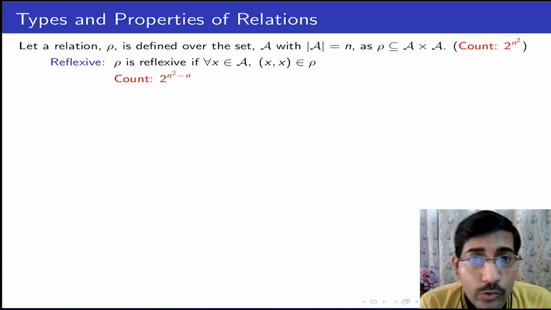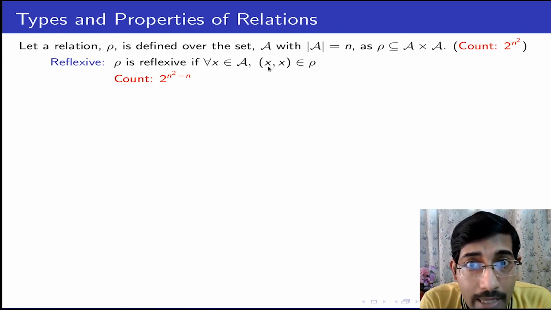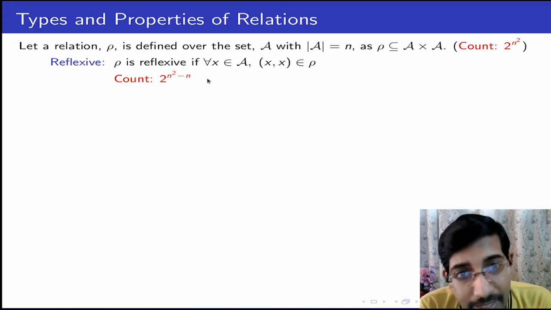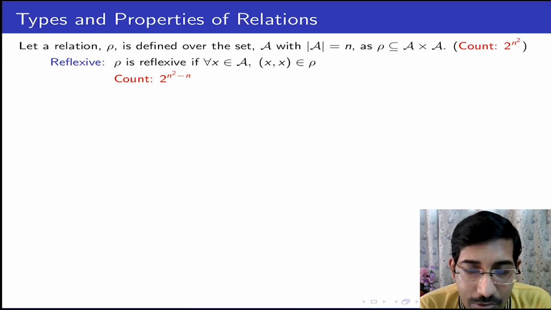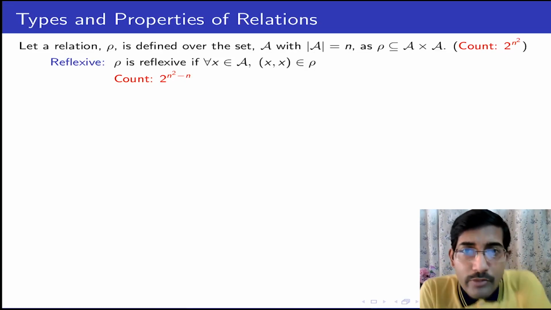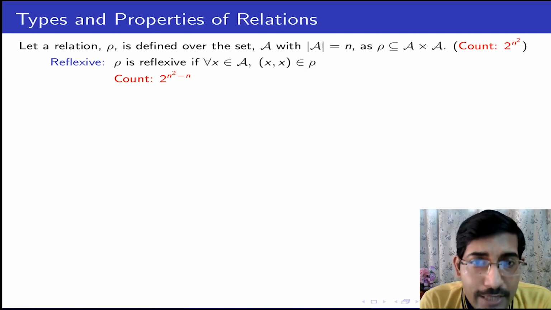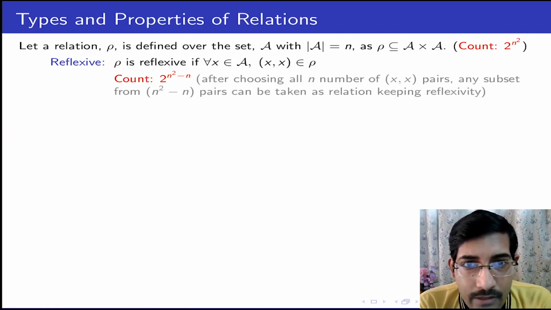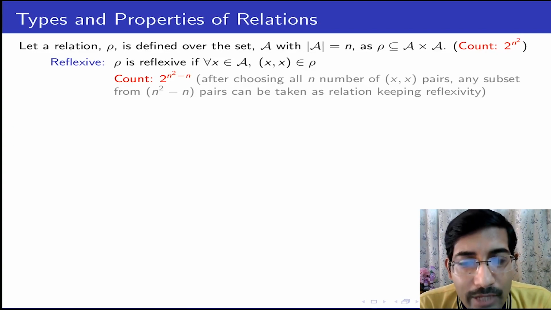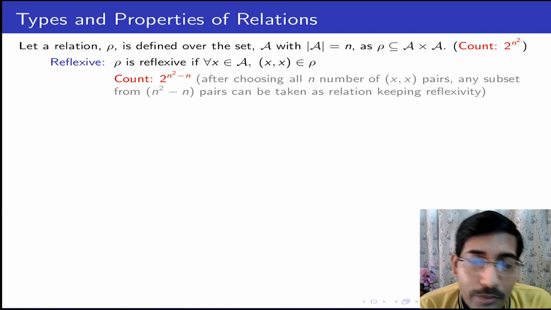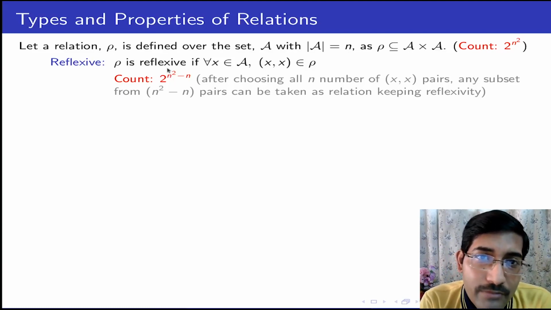But among them, to be reflexive, you have to take all the n pairs, (1,1), (2,2), (3,3) and so on. So there are remaining n square minus n pairs which you can take or cannot take. There are 2 options. So all the relations that will be reflexive must have pairs (1,1), (2,2) up to (n,n). Now the remaining n square minus n pairs, since you have a choice that you could keep it inside the relation and you could not keep it as well. So there are a total of 2 to the power n square minus n reflexive relations possible in the set A with n elements.